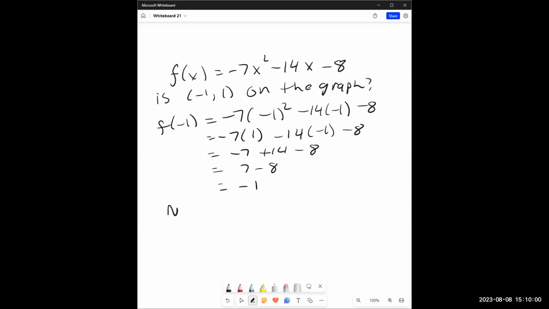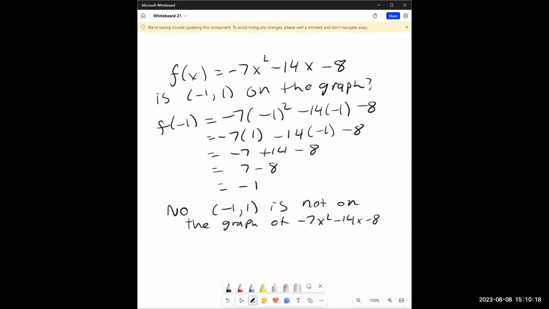So no, (-1, 1) is not on the graph of -7x squared minus 14x minus 8, because the point that would be at -1 is going to be (-1, -1). Remember, there can only be one y value for each x value if it's a function.